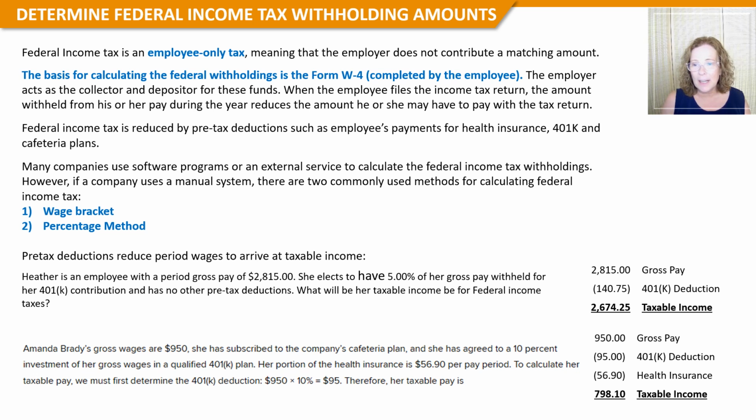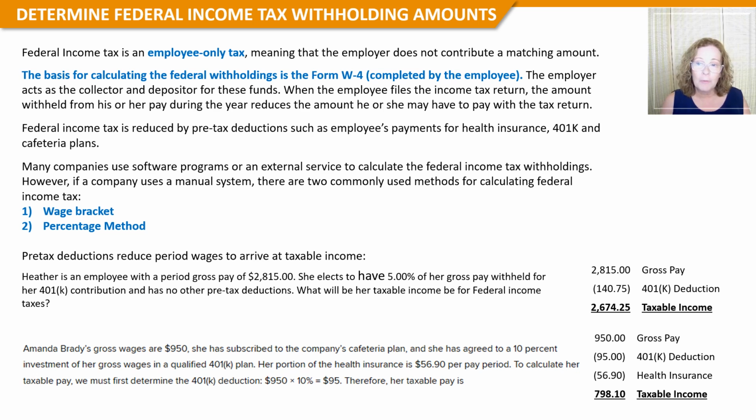Mandatory paycheck deductions include federal income tax for all employees. This is an employee-only tax, which means that the employer does not contribute a matching amount like employers do for FICA tax. The starting point for calculating the federal tax withholdings is the Form W-4, which is completed by the employee on paper or online. The employer acts as the collector and depositor for these federal income taxes withheld from the employee's paychecks.